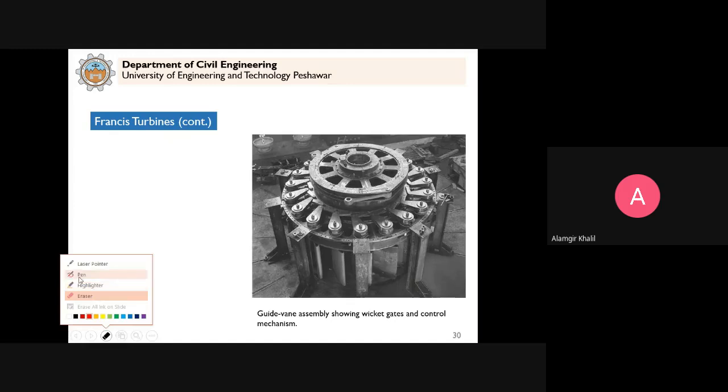This is the guide vane assembly showing wicket gates and control mechanism. You can see here that the water will enter through these gates. These are guide vanes. Clear? The water will enter through these guide vanes. So this is for the case of Francis turbine.